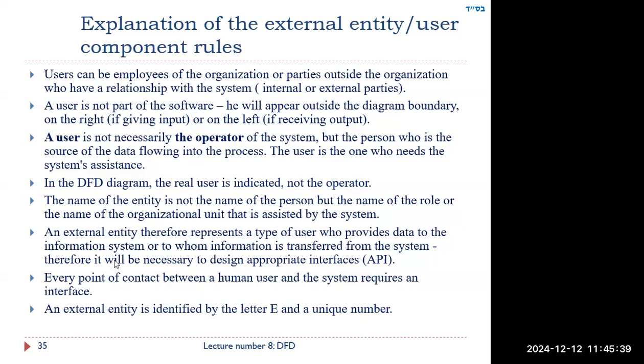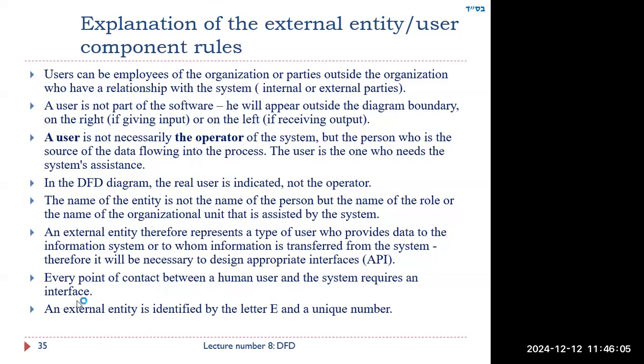Every point of contact, read that again. An external entity could be, for example, a system or a person. Therefore, it represents a type of user who provides data to the information system or to whom information is transferred from the system. Therefore, it will be necessary to design appropriate interfaces. Every point of contact between a human user and the system requires an interface.